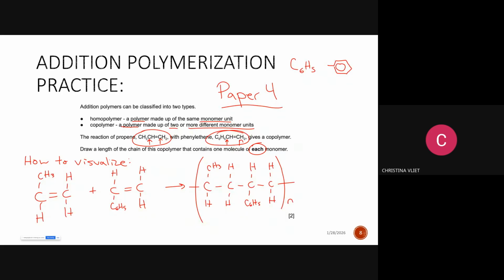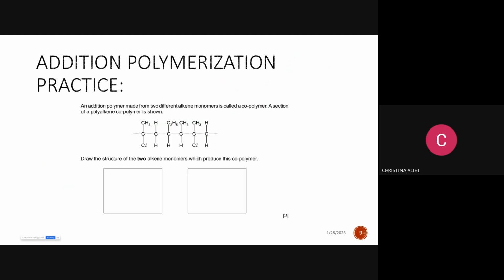Now, what about the other way around? Look at the next question. An addition polymer made from two different alkene monomers is called a copolymer. A section of a polyalkene copolymer is shown. So this time they're giving you an already done polymer and a section of it. And they're asking you to go backwards, think backwards. We gave you the product, go back and figure out what are the two monomers that make that. So what would you all be looking to do here?